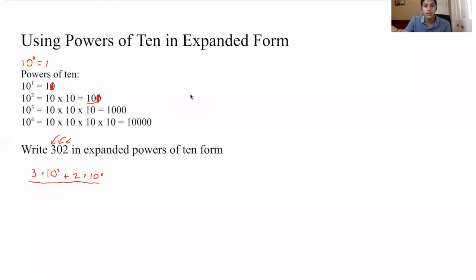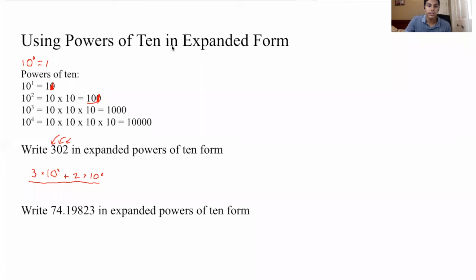So how do we use it with decimals? Well, we can use the same idea that we just used, logically figuring out what those exponents are to write expanded powers of 10 form with the decimals. So let's start again with the biggest place value, which is our tens place here. For the tens place, we have 7 tens, so we can write 7 times 10 to the power of 1, because 10 is equal to 10 to the power of 1.